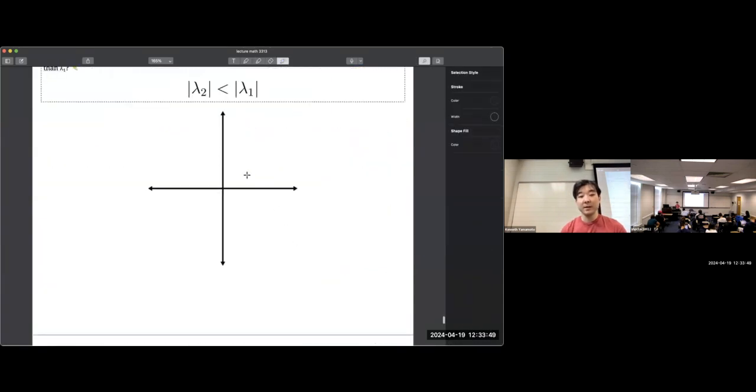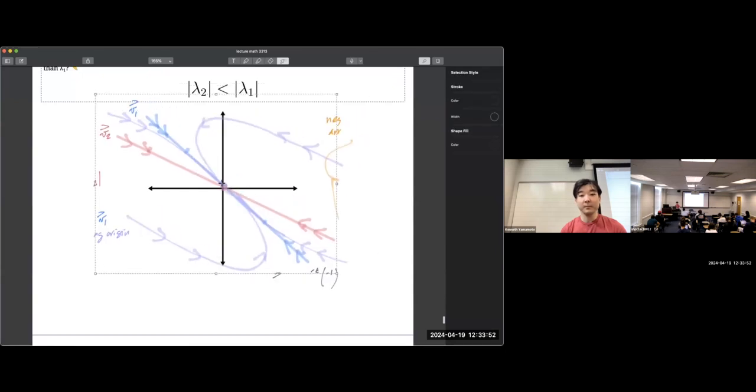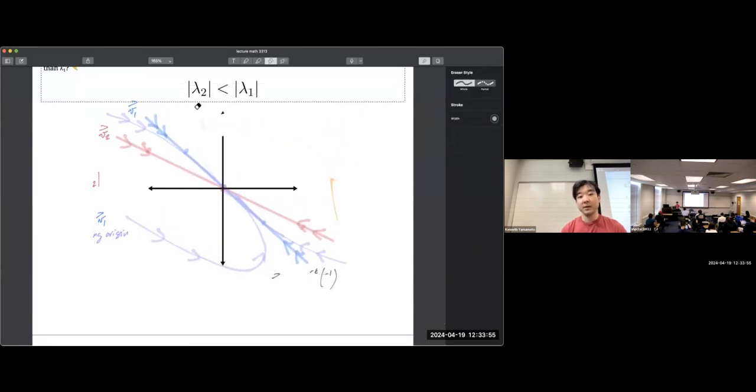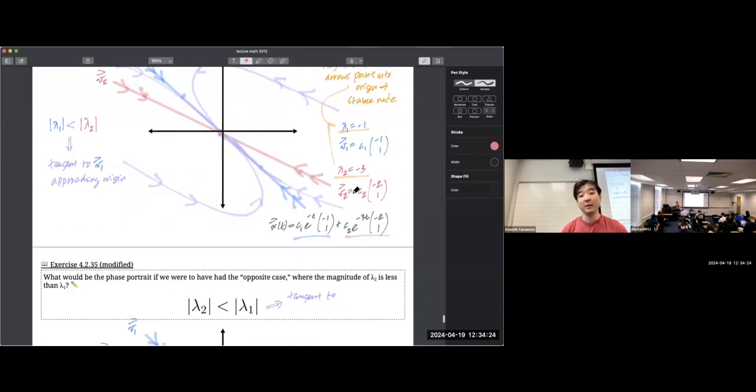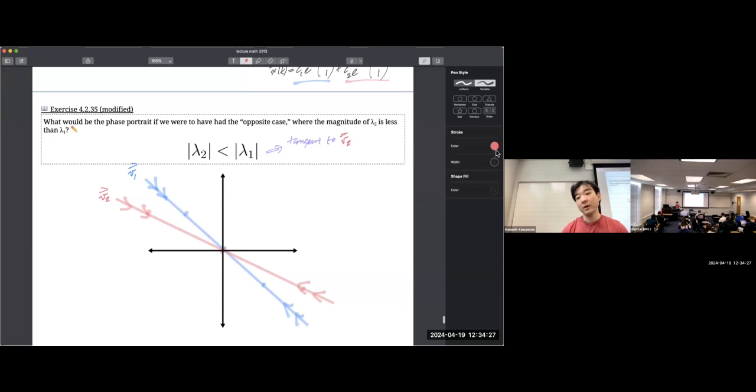So I'm going to just copy and paste. Let's delete all this purple stuff. In this case, we're looking at the situation where lambda 2 is smaller, so that indicates that we're going to be tangent to the red one instead. Last time it was tangent to the blue one, but now it's tangent to vector 2 approaching the origin.